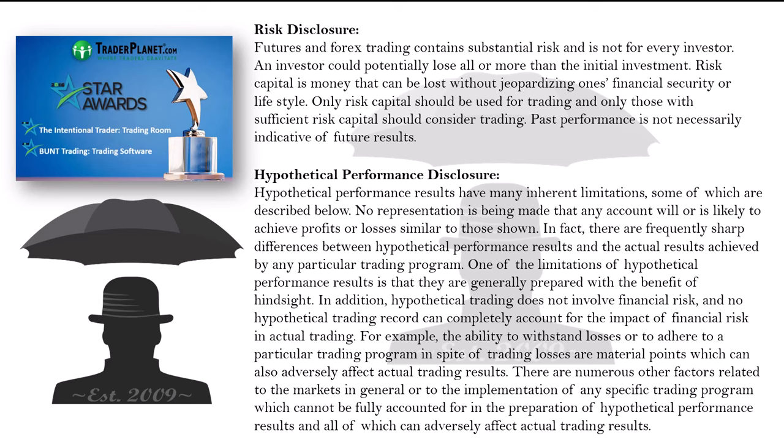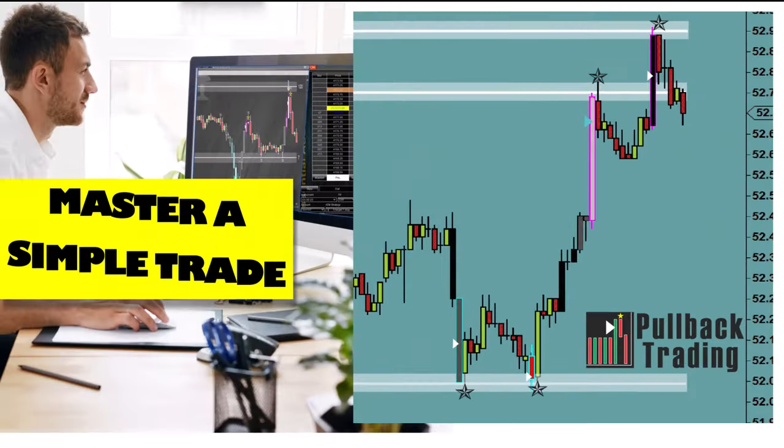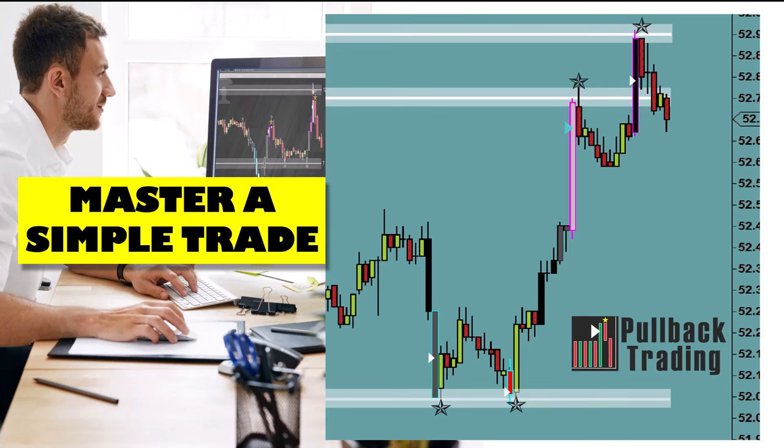Okay, so here's what we want to do. We want to show you a very simple trade. When I say simple, I'm not saying easy, because you've already found out day trading is not easy.